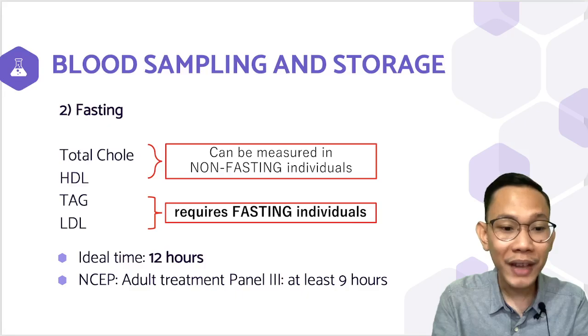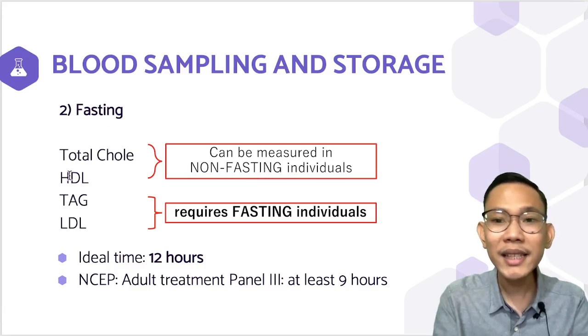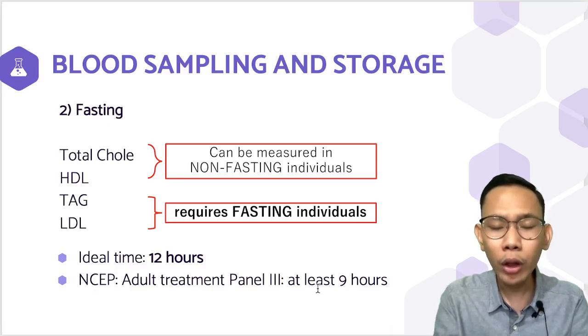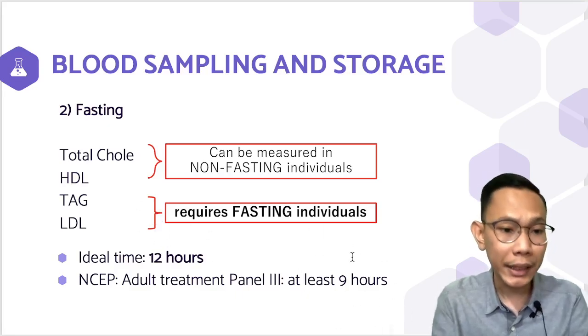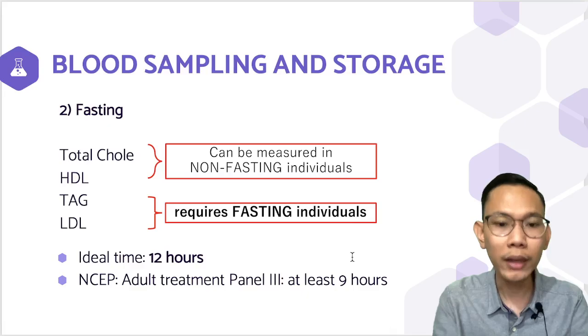Number 2, in terms of fasting, meron tayong total cholesterol and HDL can be measured in your non-fasting individuals. Your triglycerides and your LDL require fasting of individuals. So the ideal time should be 12 hours. According to your NCEP Adult Treatment Panel III, at least 9 hours. But always remember, the ideal is 12 hours. Bakit kaya ina-allow nila to at least 9 hours? To accommodate both the unable and unwilling to fast for 12 hours.